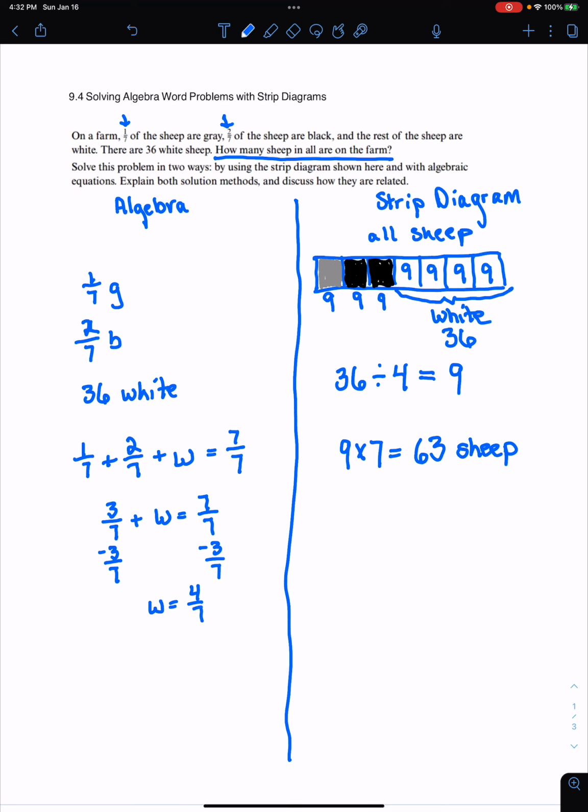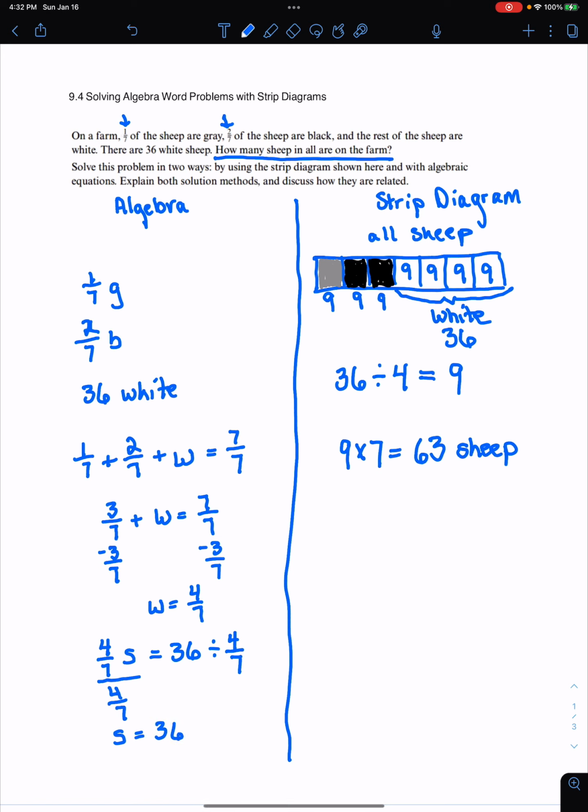Now I go back up to my 36 white sheep. So 4/7 of the sheep are white. So I know that 4/7 of the whole sheep equals 36. Now I could divide both sides by 4/7. Dividing by 4/7 is the same as multiplying. Then I will find out how many sheep I have.